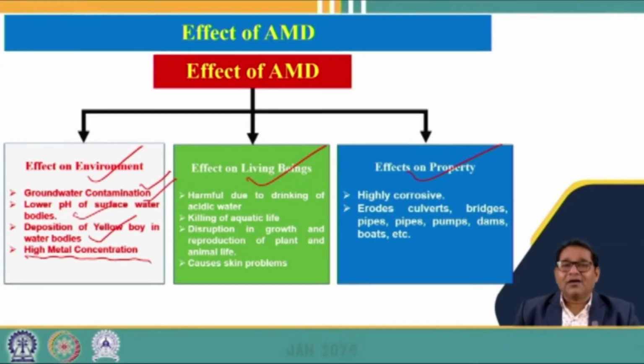And if we talk about its impact on living beings, it has a harmful impact. It is not fit for drinking because of the large amount of heavy metals present in it and its acidic pH, so it cannot be used as drinking water. If it is disposed into a surface water body, it will kill all the aquatic life, flora and fauna present within the water.